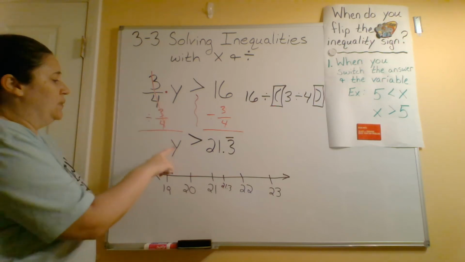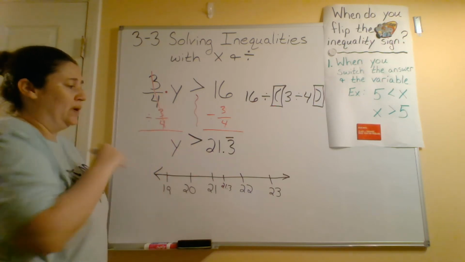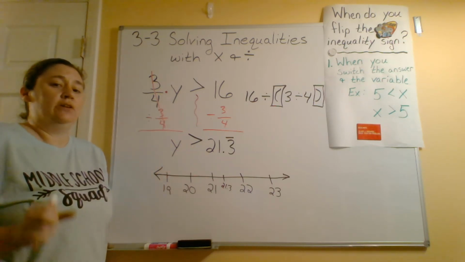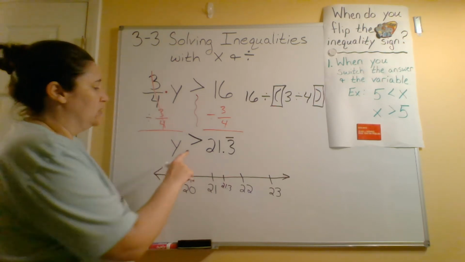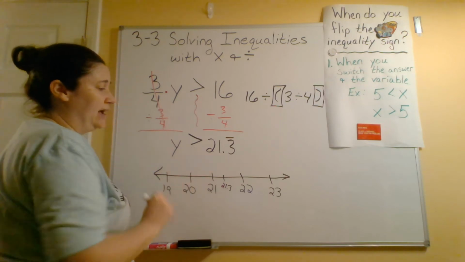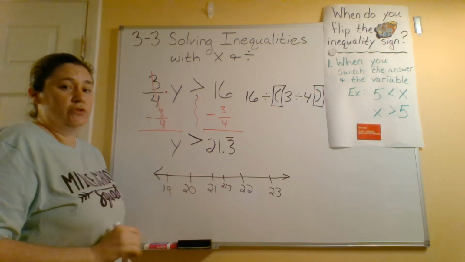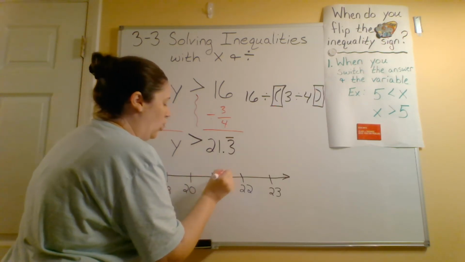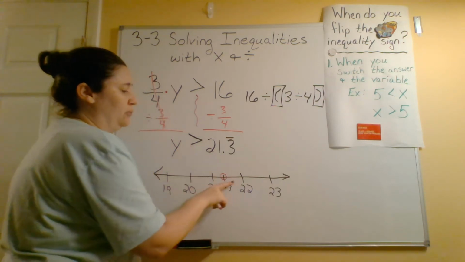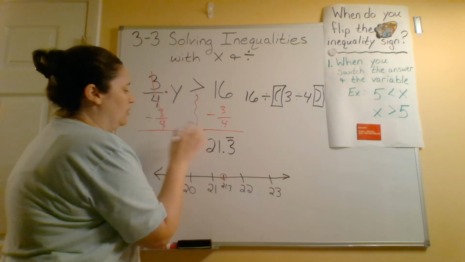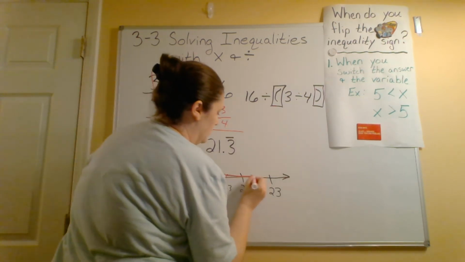Let me see. This says we want all of the numbers greater than 21.3. So do we want an open circle or a closed circle? Open circle, because there's no line under the sign. We don't want it to equal 21.3. So we put an open circle, and all the numbers greater than 21.3 will be this way. The arrow points to the right.